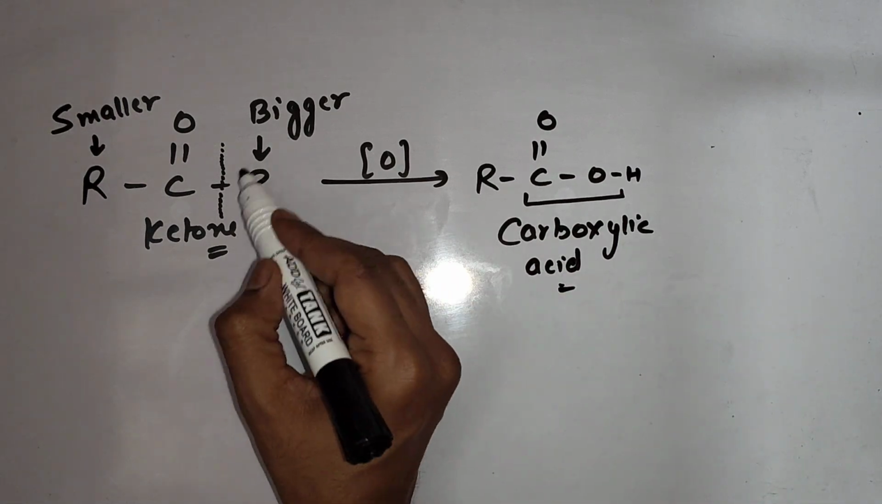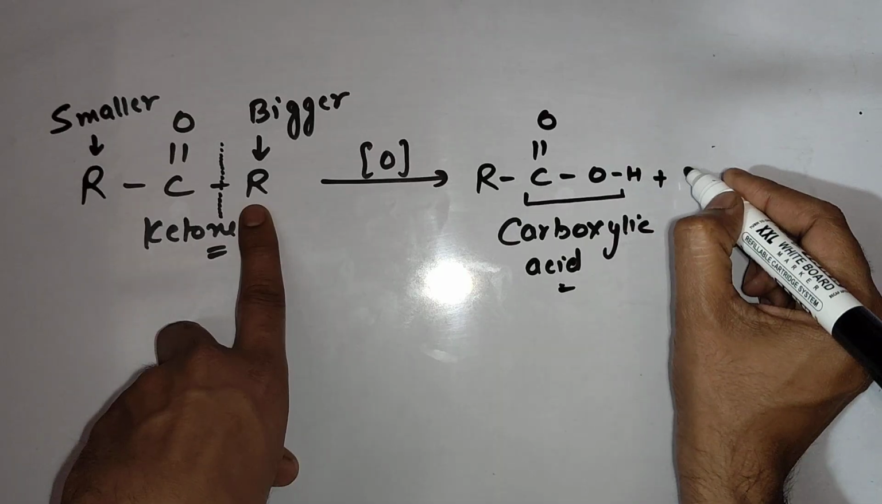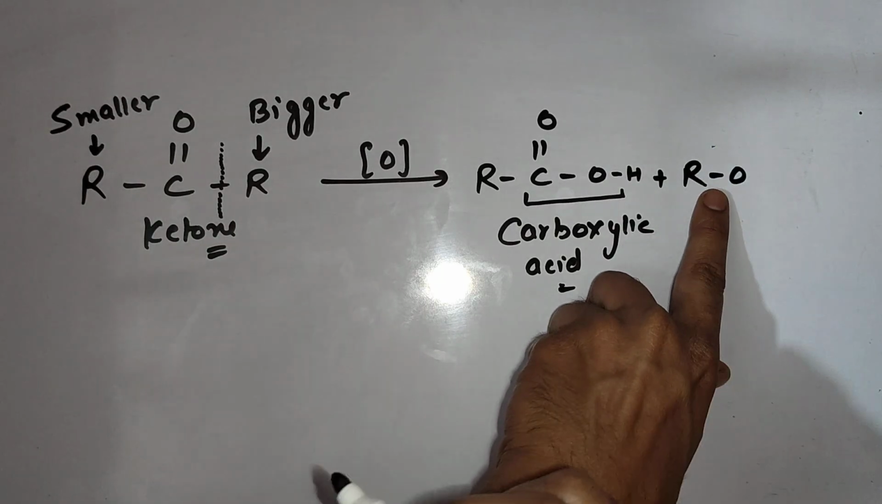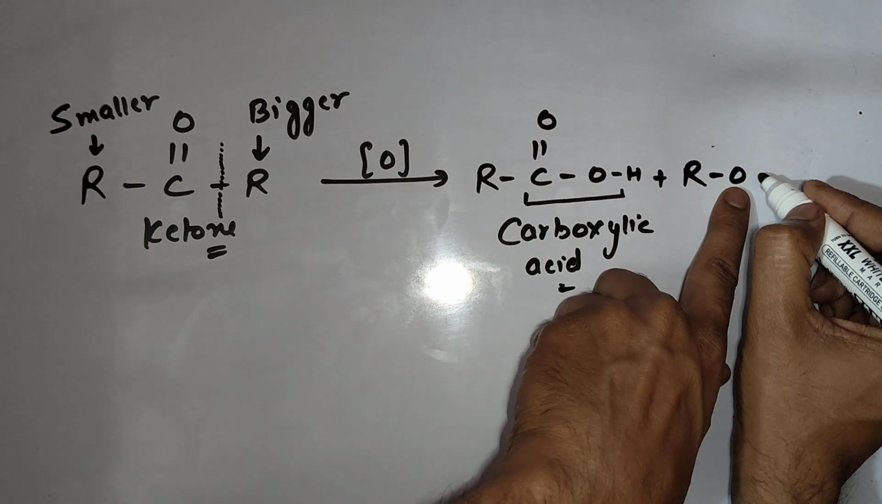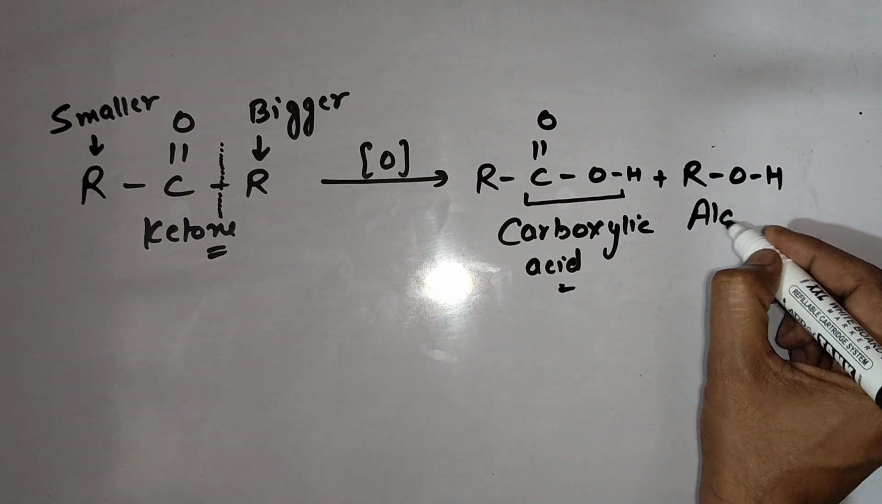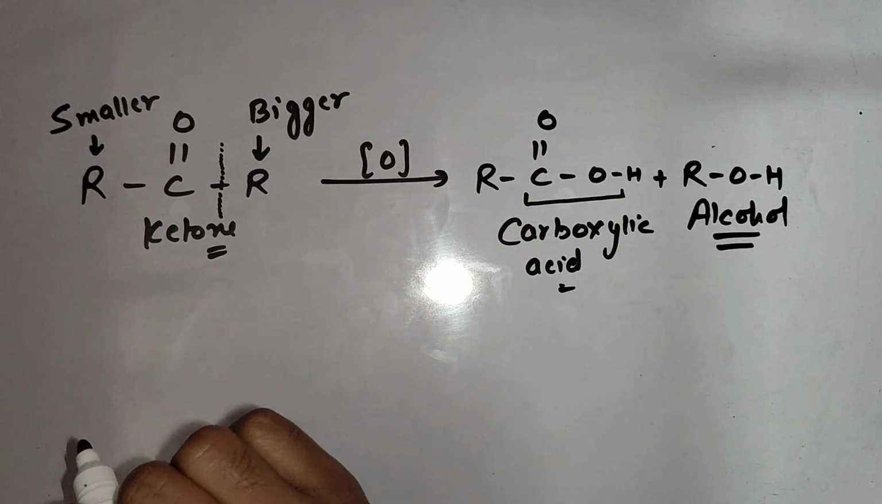And the R group which is breaking, its first oxidation will happen, means you need to add its single bond with oxygen. And oxygen valency will be satisfied by hydrogen. Which functional group is it? Alcohol. In this fashion, we do ketonic oxidation.